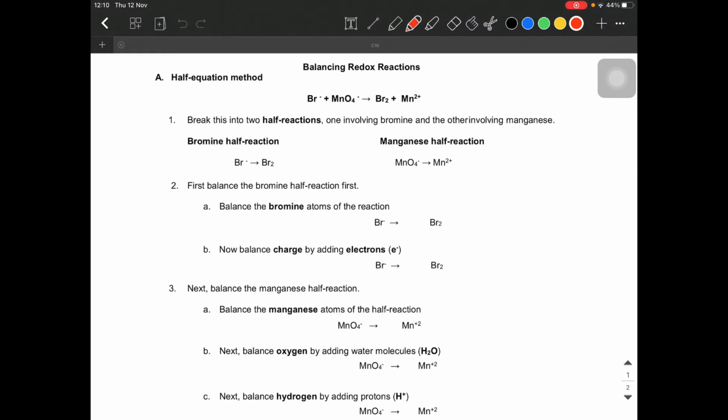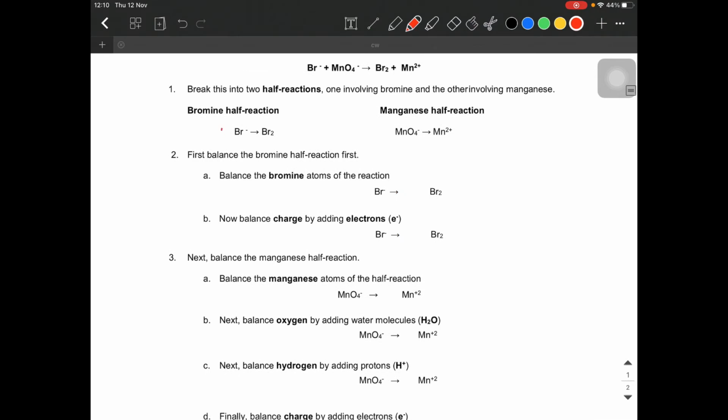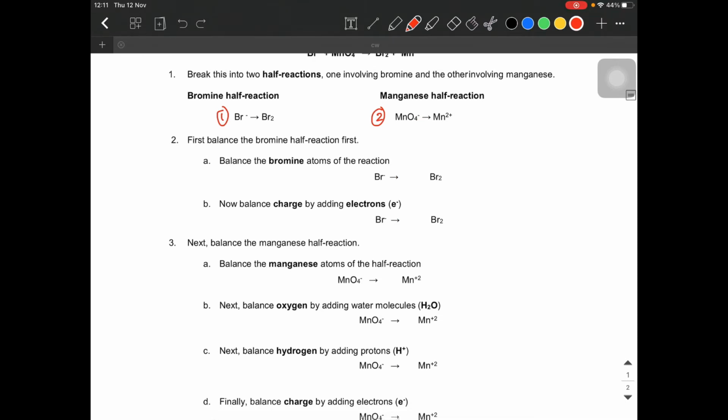So the first step is you need to break down this equation into two half equations. The first one is the change in bromine. So Br minus becomes Br2, and the second half equation is MnO4 minus becomes Mn2 plus. I just want to clarify that this is the charge, the total charge of the polyatomic ion. Next, let's balance the first half equation.